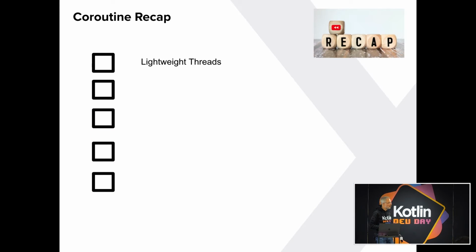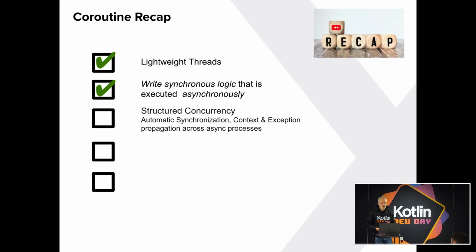So to recap coroutines, because then I think it's time to move on to the meat of the presentation, which is Loom. We have lightweight threads. We have the way to write synchronous logic, which is executed asynchronously. We have structured concurrency, allowing us to orchestrate many asynchronous processes in a very understandable and maintainable way. We have interop with these reactive frameworks.